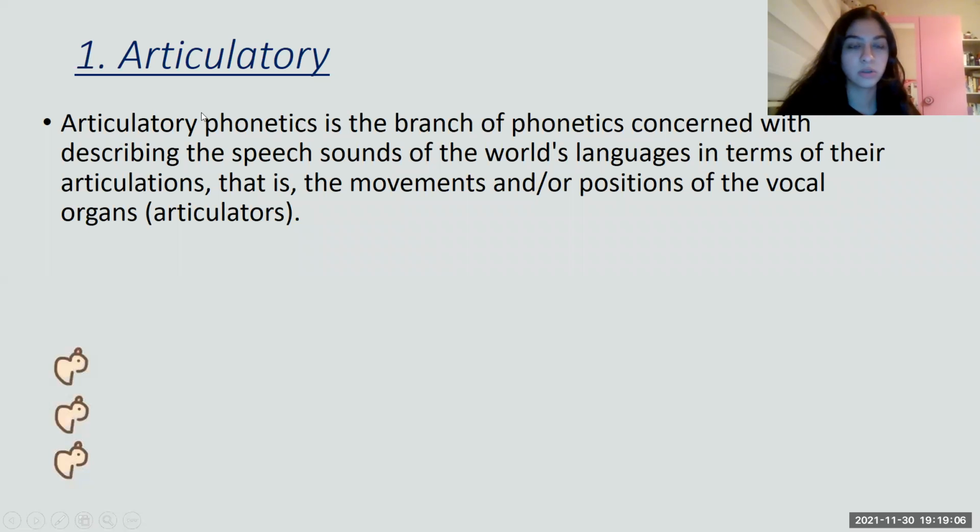Articulatory. Articulatory phonetics is the branch of phonetics concerned with describing the speech sounds of the world's languages in terms of their articulations, that is, the movements and/or positions of the vocal organs, the articulators.